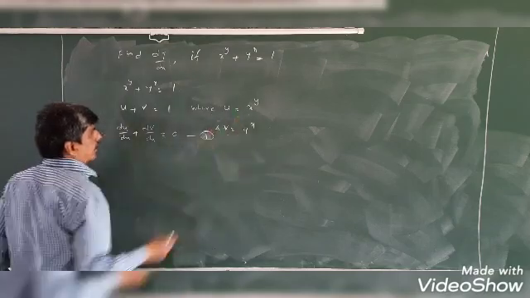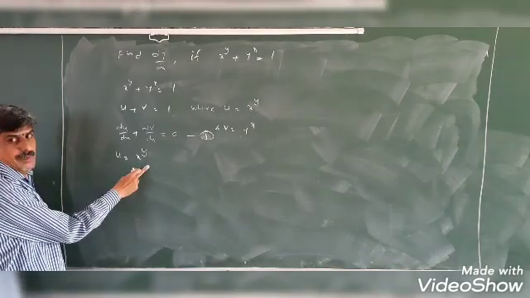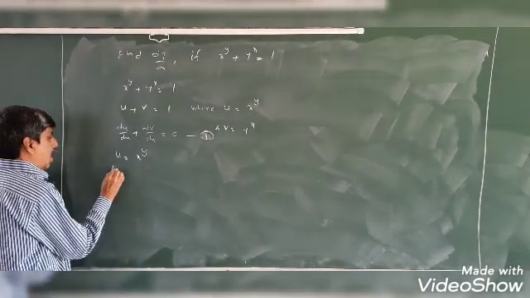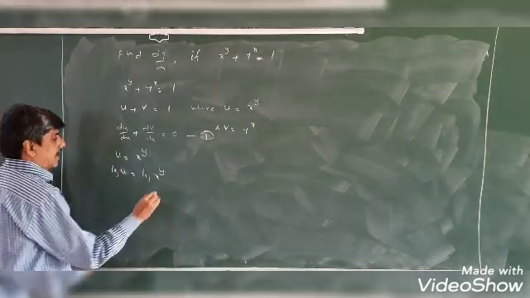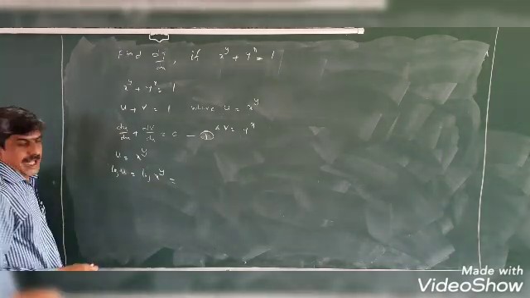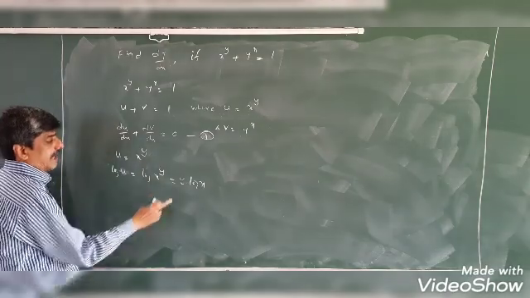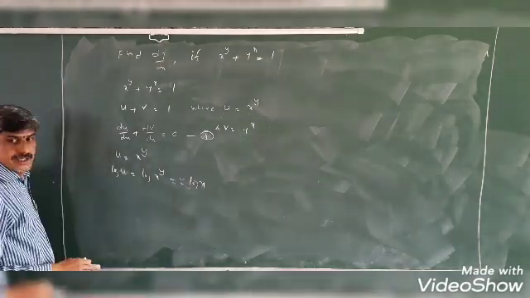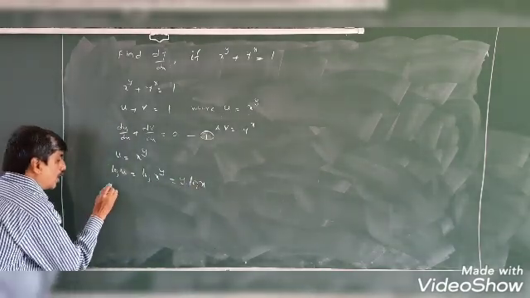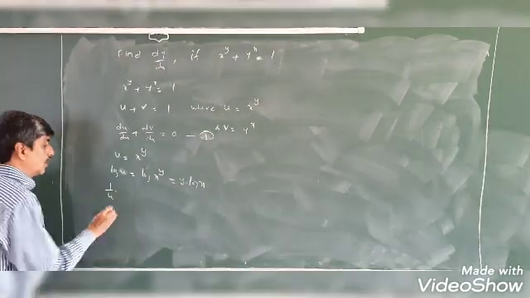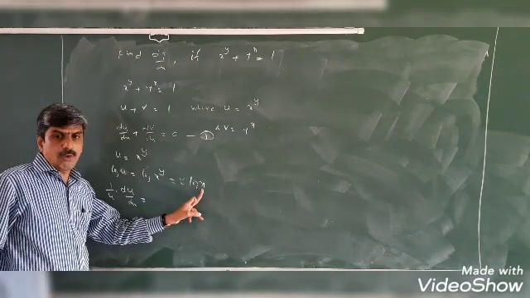So where u is equal to x power y, take log with base e on both sides. Then log u is equal to log of x power y. Log of x power m we write as m log x, so log of x power y is equal to y log x. Now differentiate with respect to x on both sides. d by dx of log u means 1 by u into du by dx, equal to d by dx of y into log x.